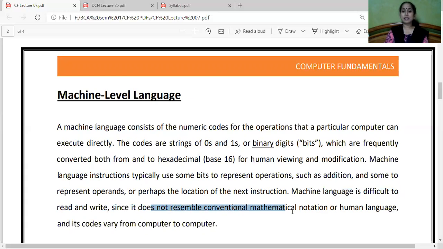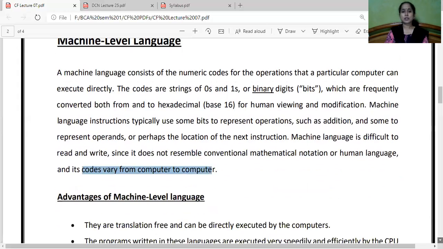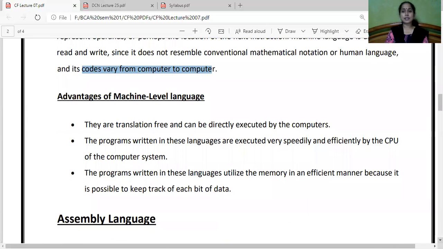Since it does not resemble conventional mathematical notation or human language, its code varies from computer to computer. But there are certain advantages also. Like they are translation free क्योंकि कंप्यूटर उसी भाषा को समझता है. अगर हम प्रोग्राम भी उसी भाषा में लिखेंगे ट्रांसलेशन की जरूरत ही नहीं पड़ेगी, right? And speed of execution fast हो जाएगा and directly executed by computers.